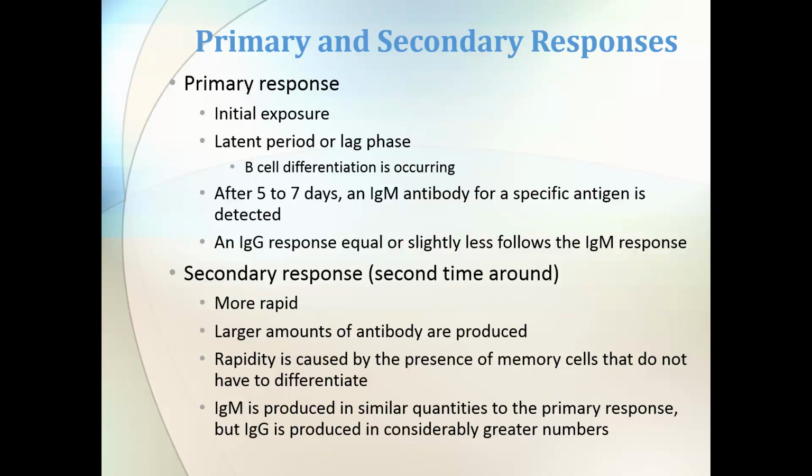And the reason that it's so much faster is because of the presence of those security guards, those memory cells that are floating around in the blood. And then this is the last thing here. Immune globulin M is produced in similar quantities to the primary response, but it truly is that immune globulin G that is produced in considerably greater numbers the second time around. And that affects into its really effective, quick response in that second time around.